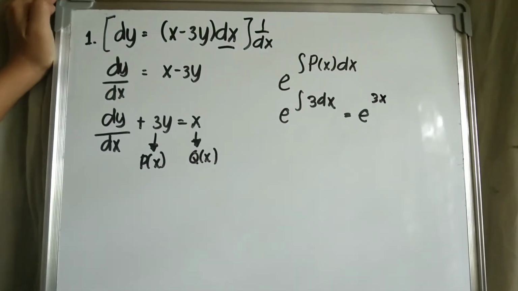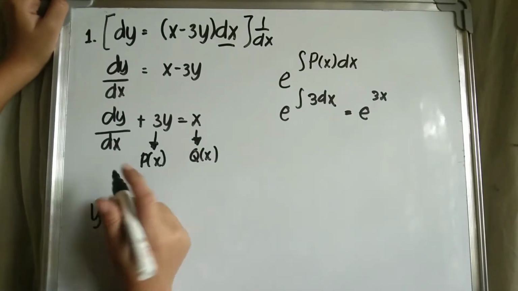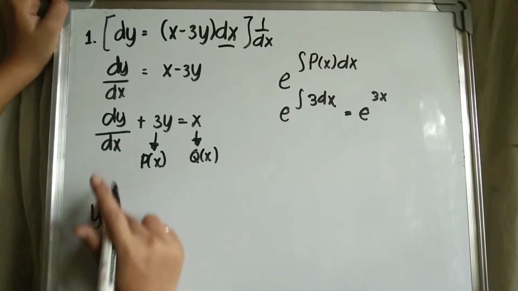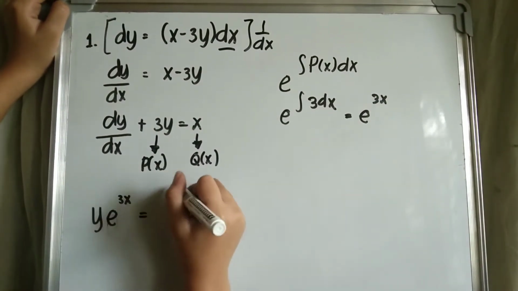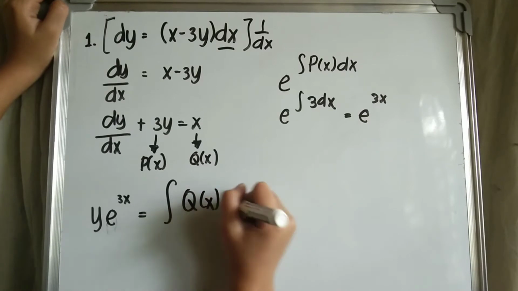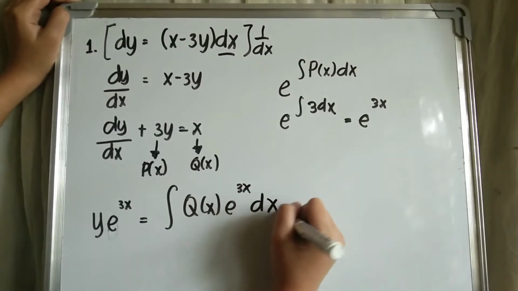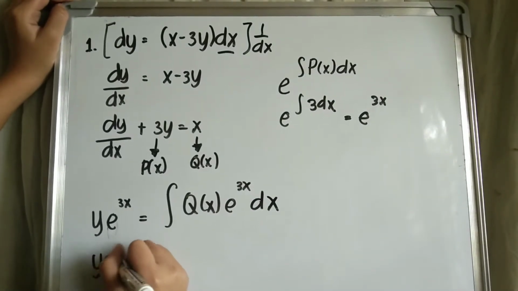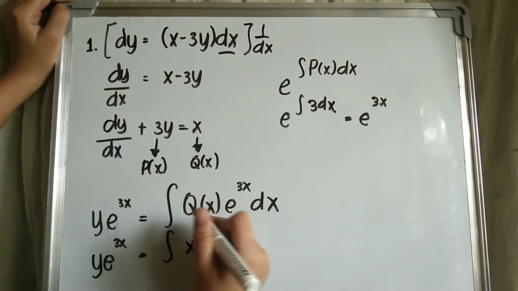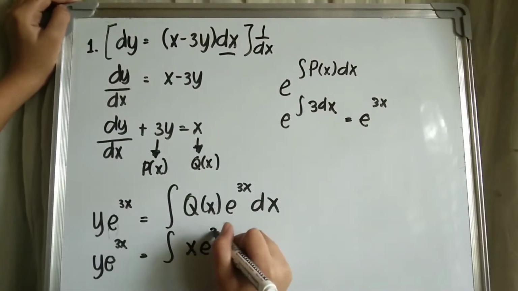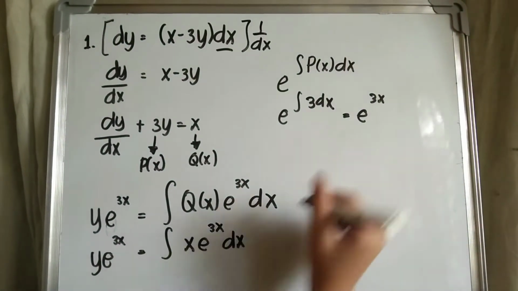So next is to solve for the general solution using the formula: y times the integrating factor, which is e raised to the power of 3x, is equal to the integral of q(x) times our integrating factor, which is e raised to the power of 3x dx. So this will become y e^(3x) equal to the integral of q(x), which is x, times e^(3x) dx. So we will now proceed to integration. This is integration by parts.